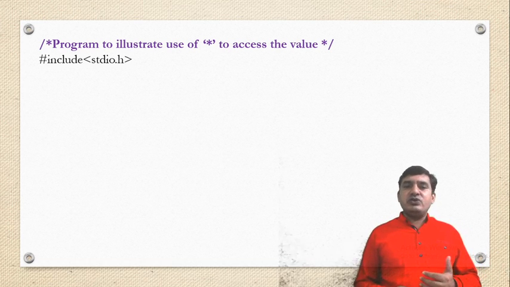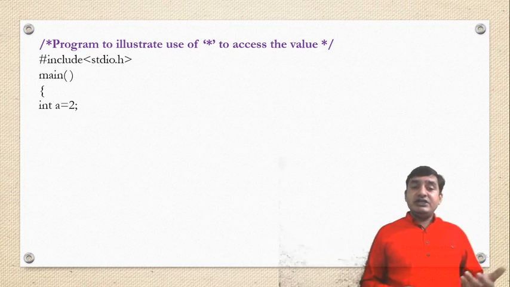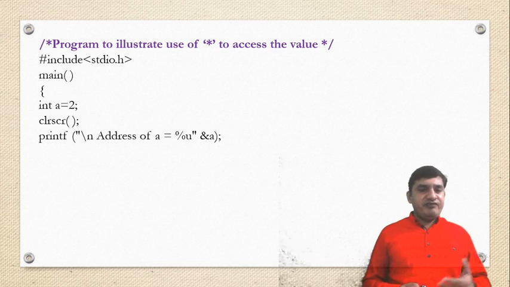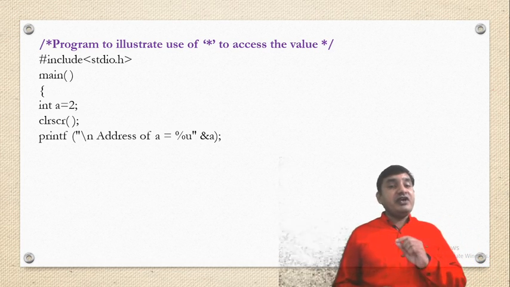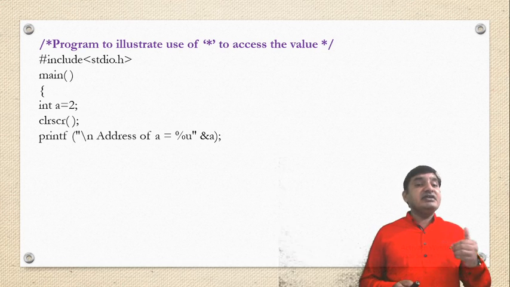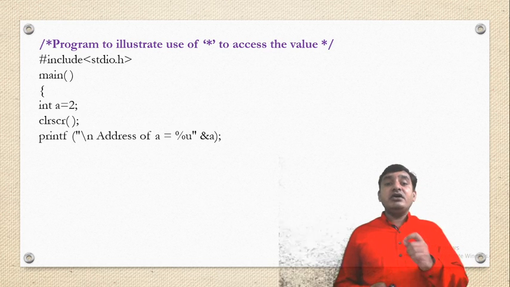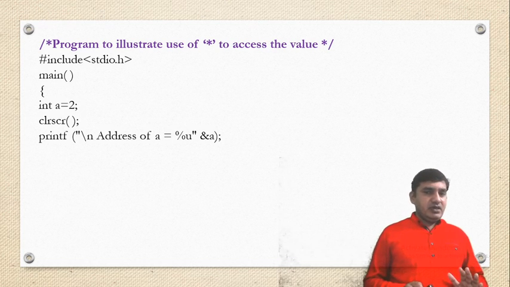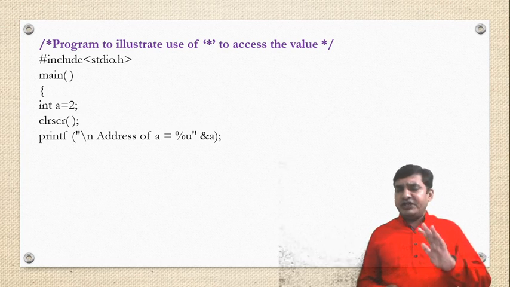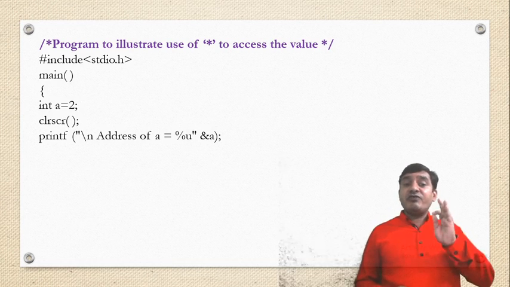Again, #include <stdio.h>, main function. Integer a is equal to 2, clrscr. Then again we use a printf function: address of a is equal to %u. Why %u? Because it is an unsigned integer, and a. Now this printf function is used to display the address of a.